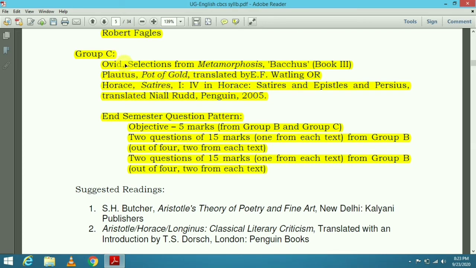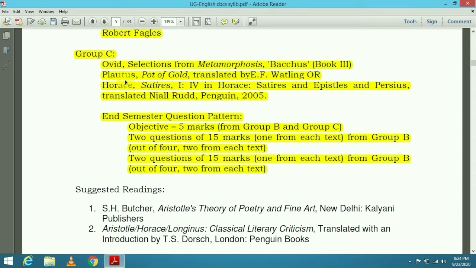Now, you have to study Ovid. Yes, Ovid is necessary. I mean, selections from Metamorphoses you have to study, but choose book 3. And here you will be given two questions, and either from Plautus will be given two questions, or from Horace will be given two questions.